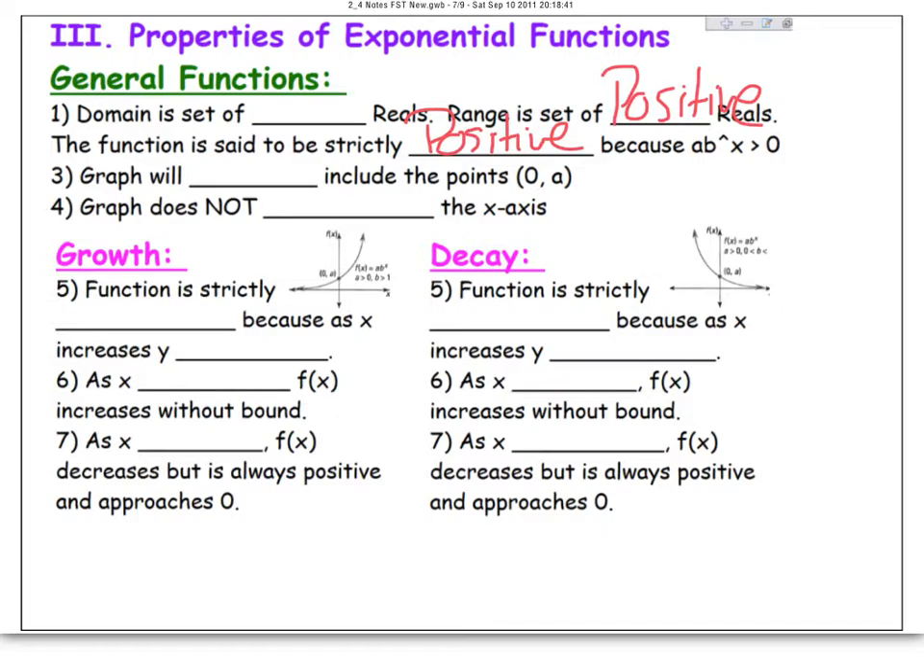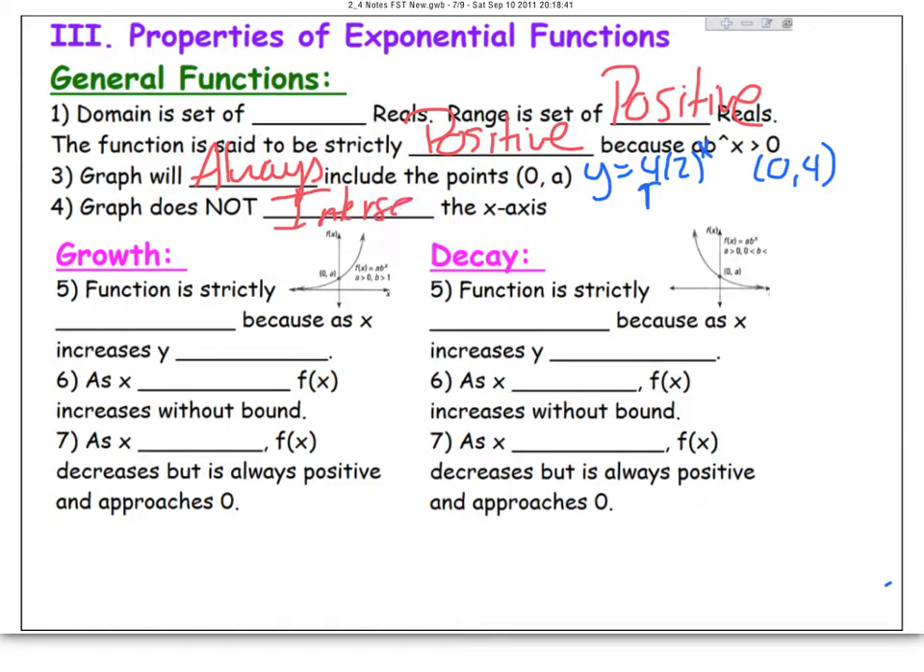Number 3, this graph will always include the point (0, a). So for example, if we have the equation y equals 4 times 2 to the x power, they're saying one of the ordered pairs that's guaranteed to be on this is (0, a), so the ordered pair (0, 4) will be on this graph.